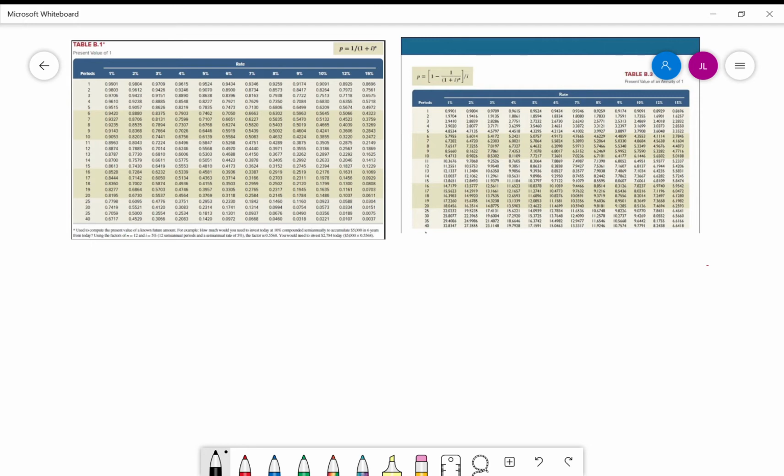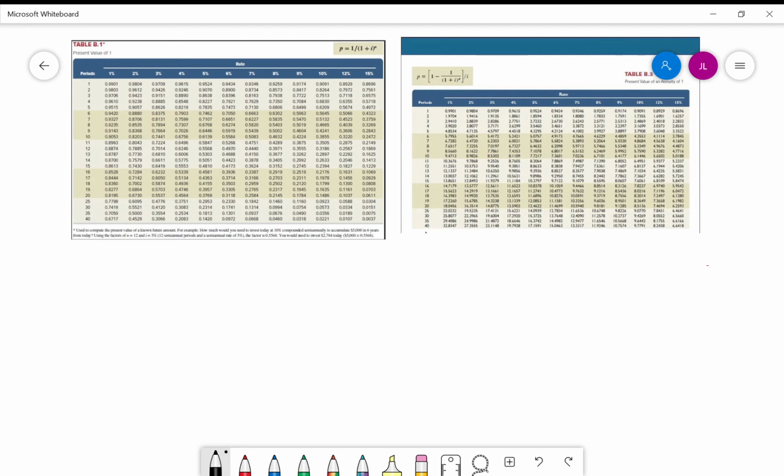Now, across the top of each table is our interest rate per period. And vertically on the left hand side, we have the number of periods that we're looking at. And in the corner of each here, we have the equation for the present value of one, and over here, the equation for present value of an ordinary annuity.